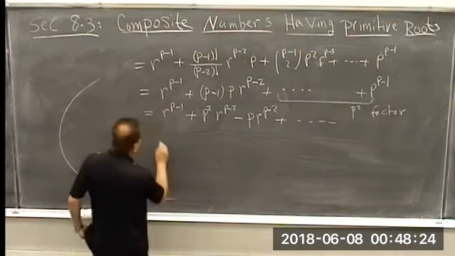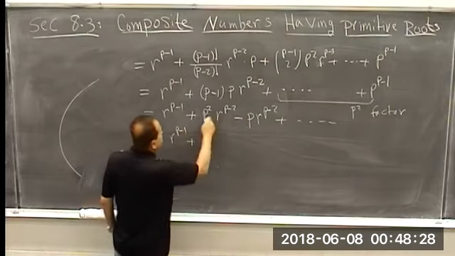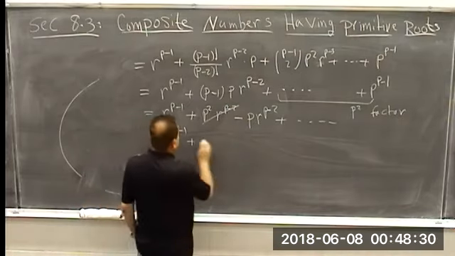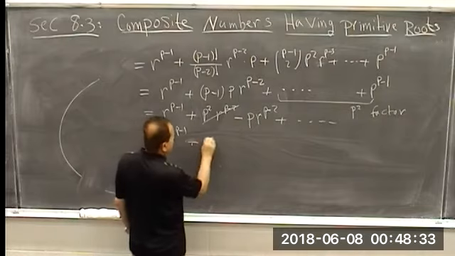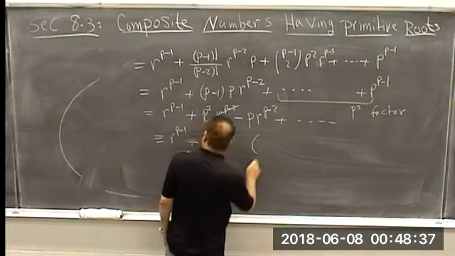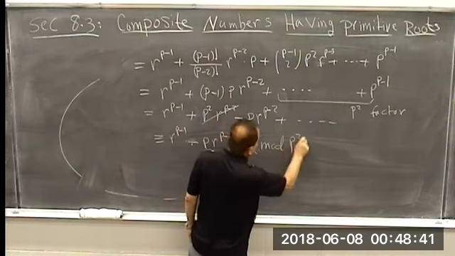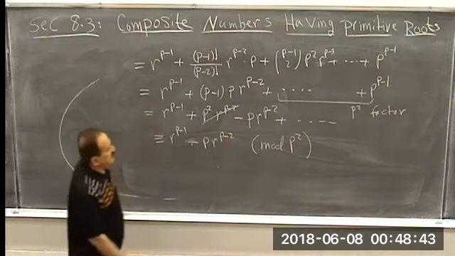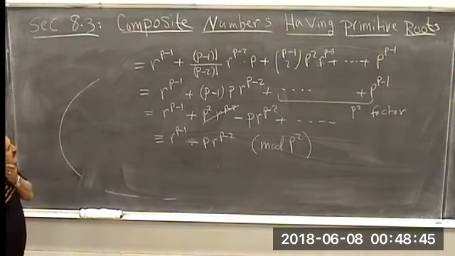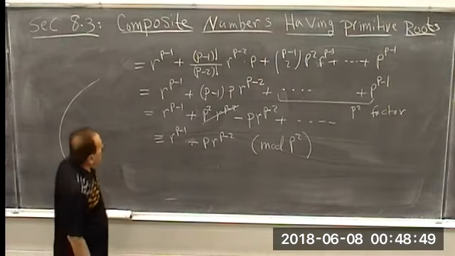So this is congruent to r^(p-1). This becomes 0, and we end up with minus p r^(p-2), and all the others are going to become 0 mod p squared, because they contain p squared as a common factor. All right. Now remember our objective.